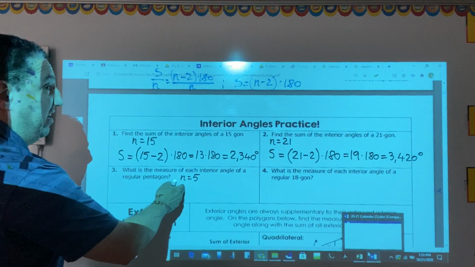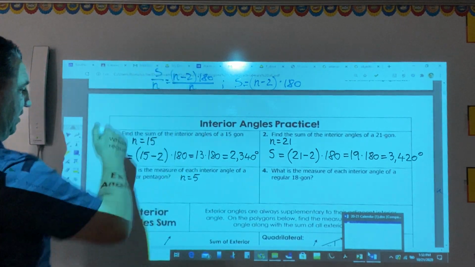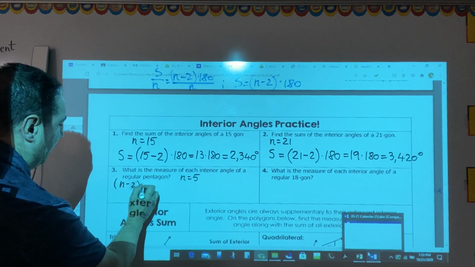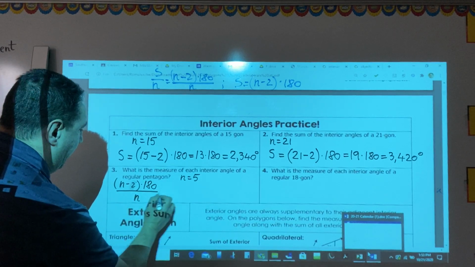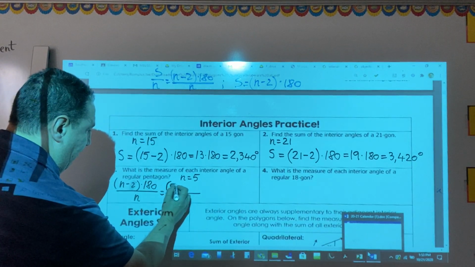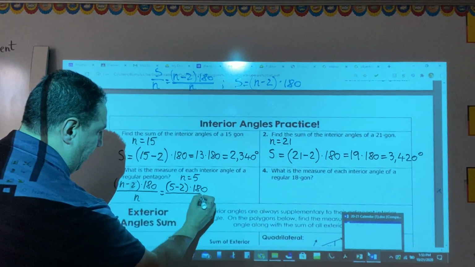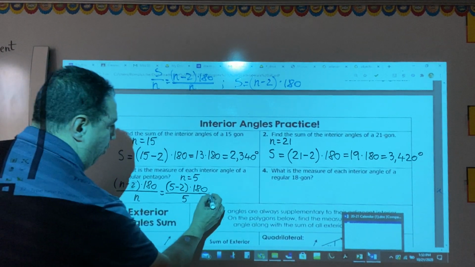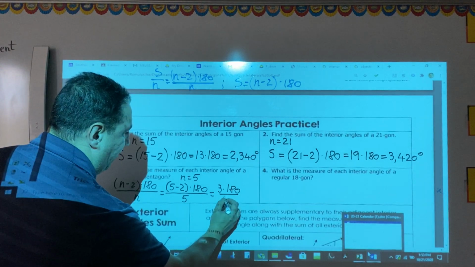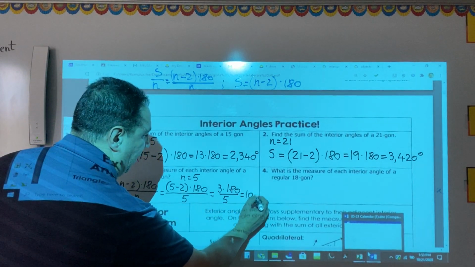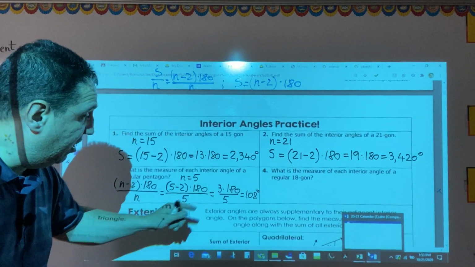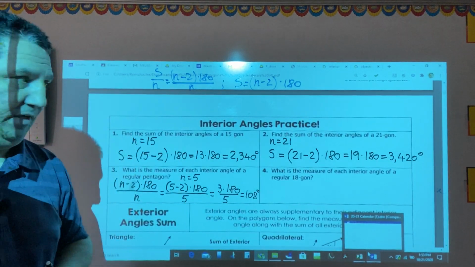So to find the measure of one angle, we apply this formula. So you're going to have n minus 2, parentheses, times 180 over n, where n is 5. We plug it in. So you're going to have 5 minus 2 times 180 divided by 5, which is 5 minus 2 is 3 times 180 over 5, which at the end is 108 degrees. So the measure of one interior angle of a pentagon is 108 degrees.